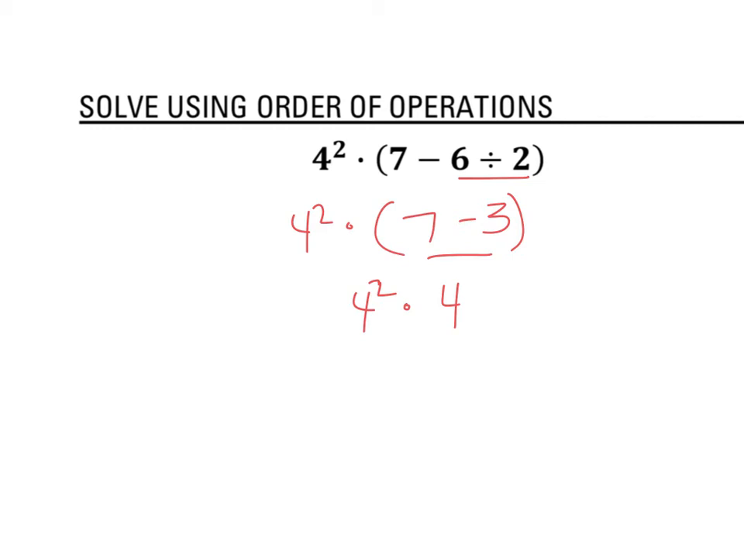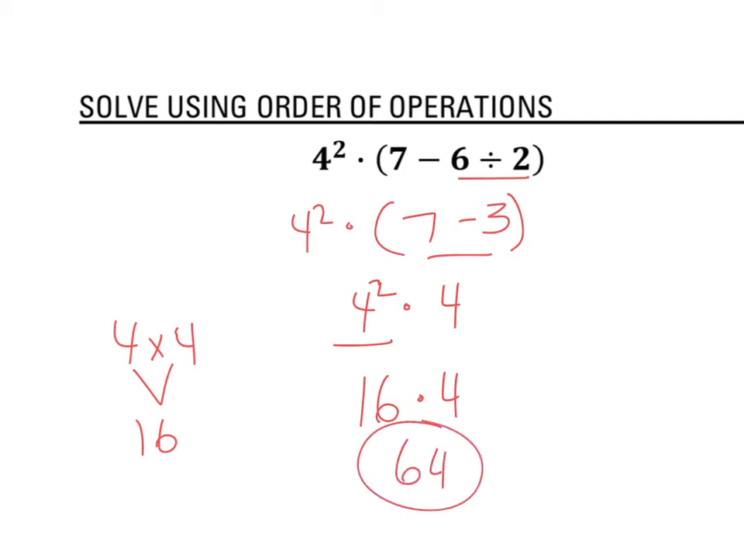After we do parentheses, next is exponents, so we are going to do 4 squared, which is just 4 times 4, which will give us 16. And then 16 times 4 is the last step, which will give us 64 as our final answer.